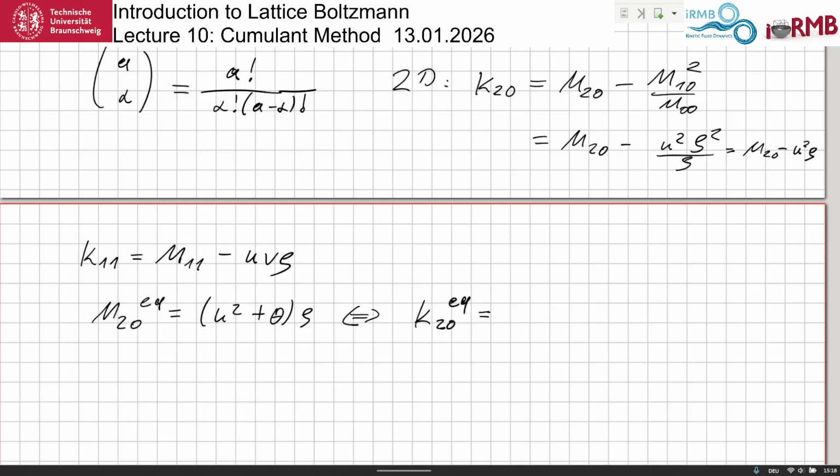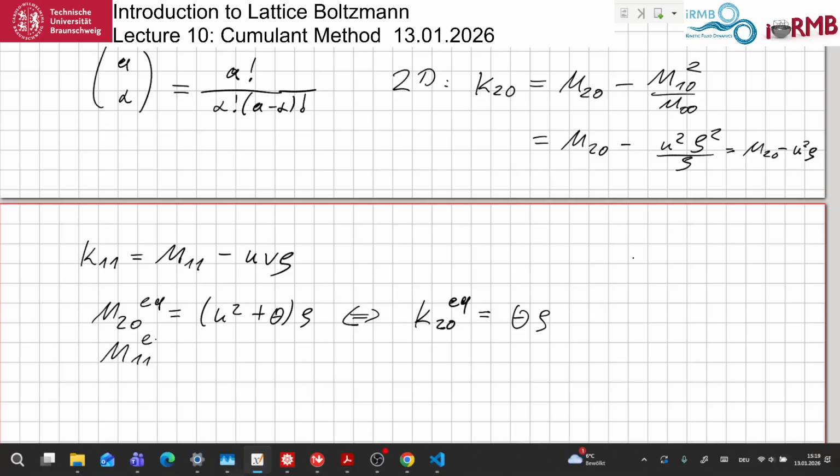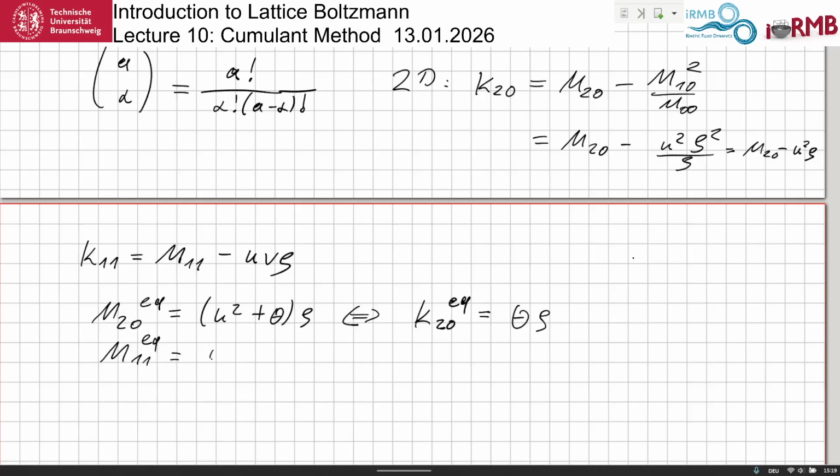U square rho, M20 in equilibrium. So we have U square rho plus theta. Now up here we have the difference between the moments, so what is left is theta rho. And do the other two: M11 equilibrium equals U V rho. Well, we get this minus U V rho.